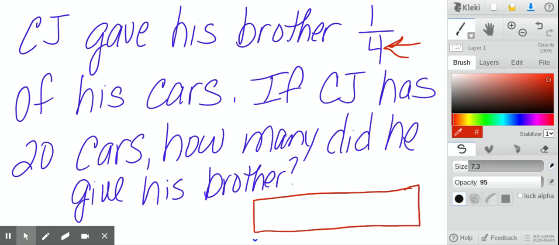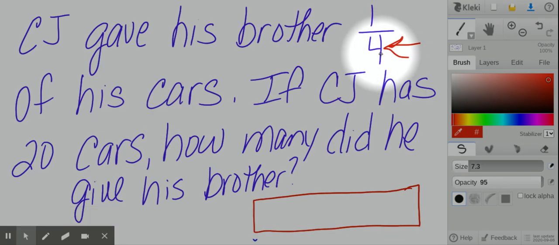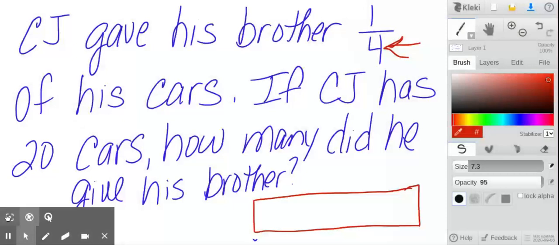Now it says that the denominator is 4. So 4 parts in all. So I'm going to divide this rectangle into 4 parts. Okay? So the denominator tells me how many parts in all. This says 4. I have 4 parts.